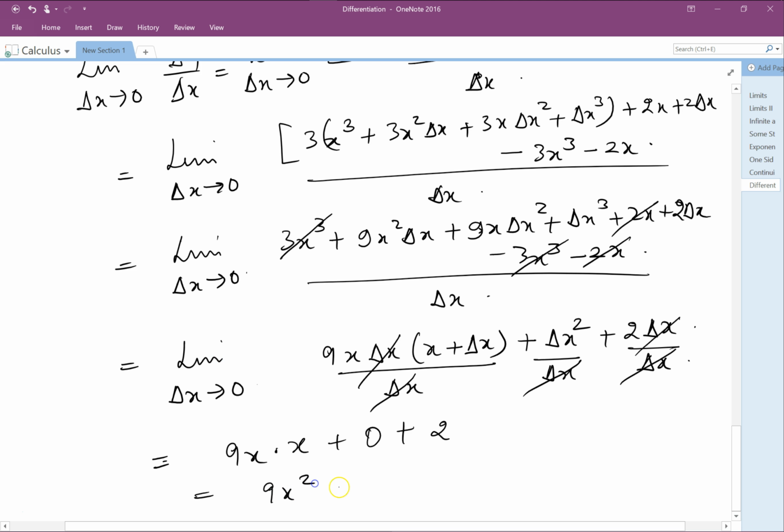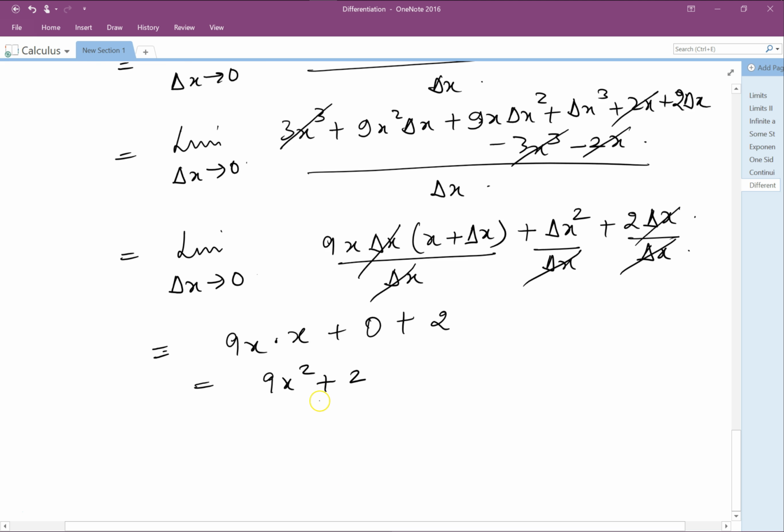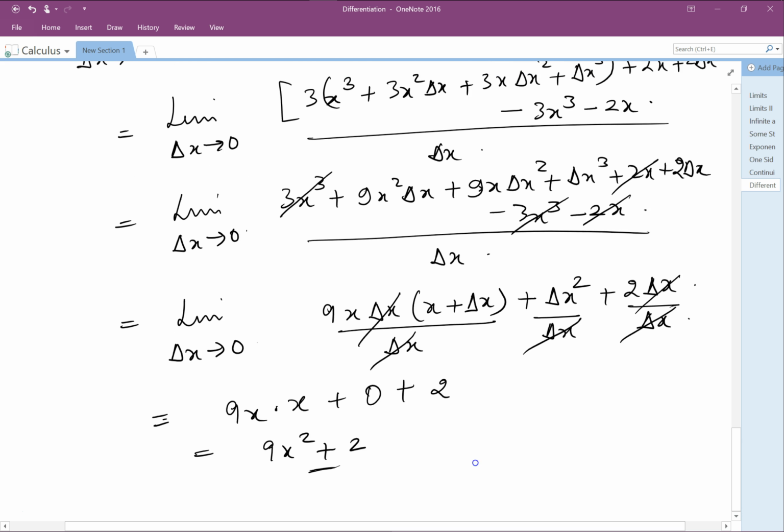So 9x square plus 2. Again, let me repeat, this is an expression which will give us the rate of change or slope of the graph of 3x cube plus 2x for any value of x. So f of x is equal to 3x cube plus 2x. This is the function. This is the f prime of x. Remember, dy by dx or delta y by delta x can be written as f prime of x. This is equal to 9x square plus 2.